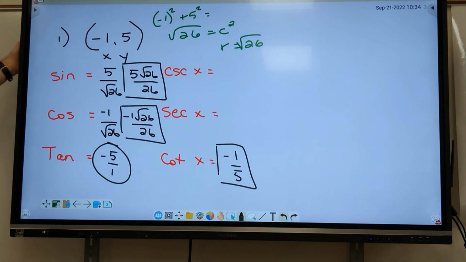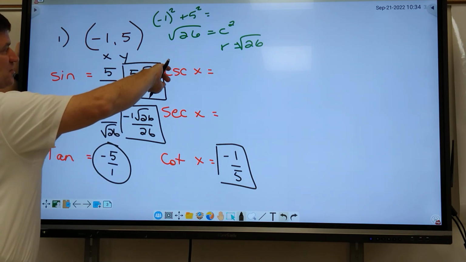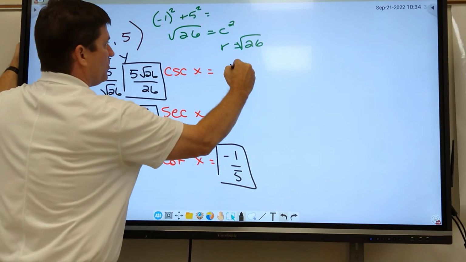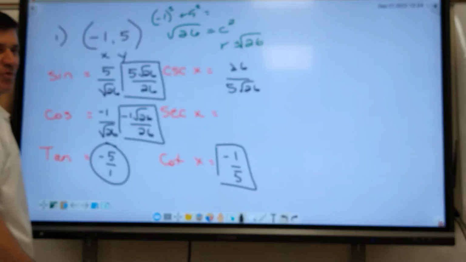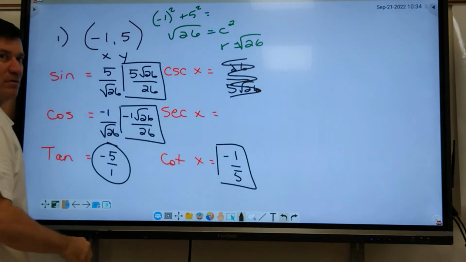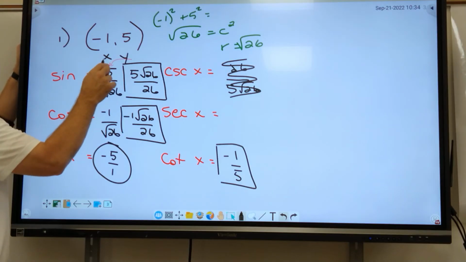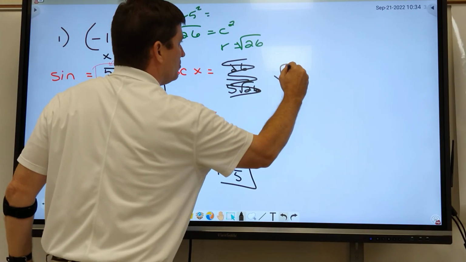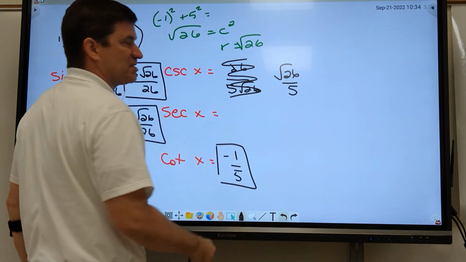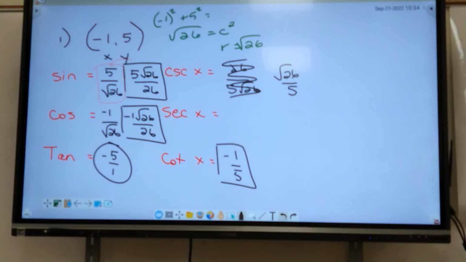But watch this. If I flip this one for sine, I would get 26 over 5 root 26, but I can't have a root on the bottom, so don't flip that one. Go back, Devin, and flip the very first one right here. If you flip that one, you get root 26 over 5, and that's going to save you a lot of work. Y'all follow me?